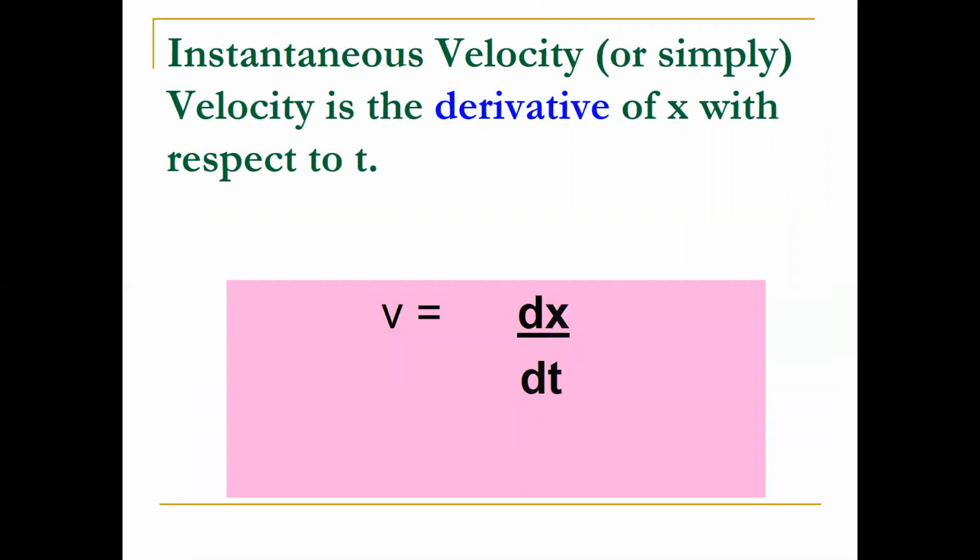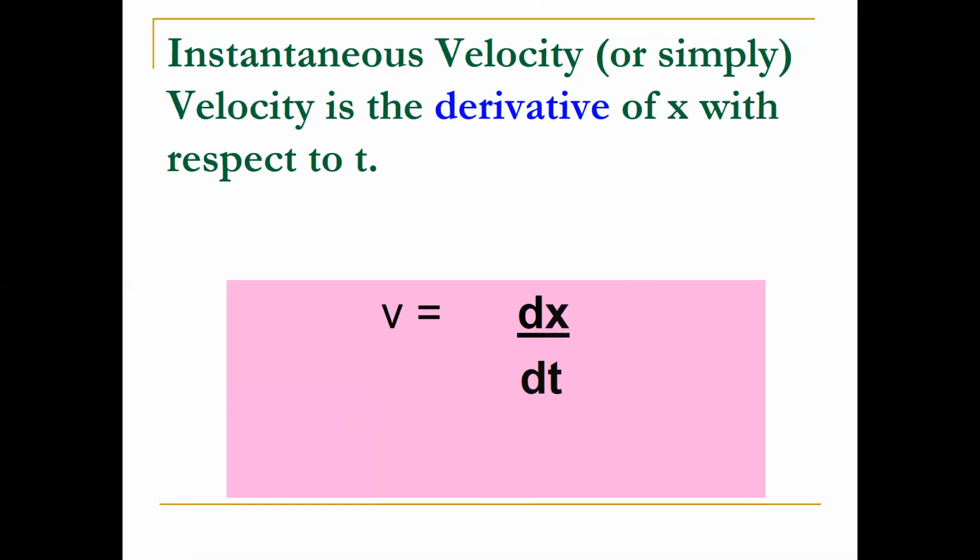All right, so instantaneous velocity, or simply velocity, is the derivative of x with respect to t. So that's what I just said a minute ago. Derivatives mean rate of change. Do you know of anything else we've talked about so far that's been described as a rate of change? You guys have known this since algebra 1. Is there anything on a graph that you know of as being described as a rate of change? Slope.